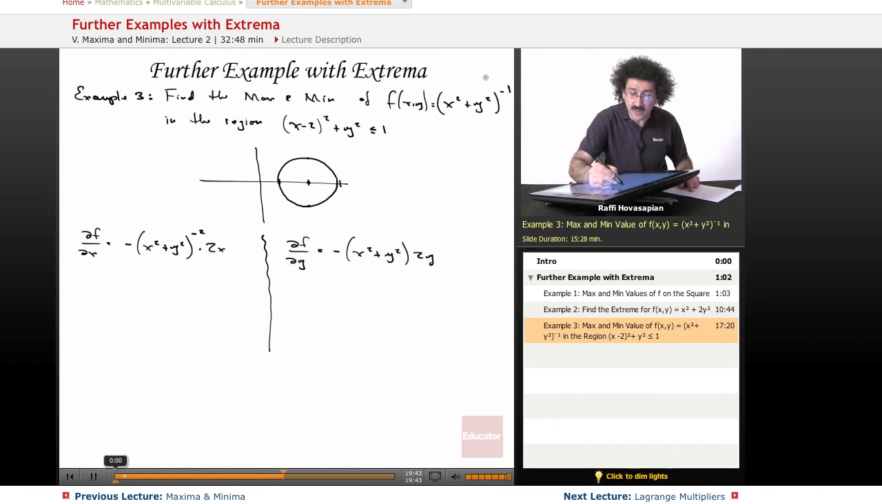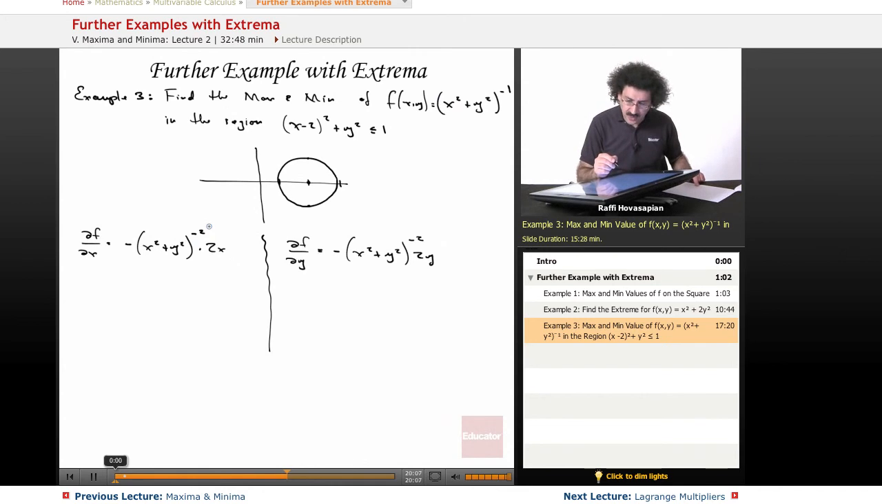So again, we're just taking the derivative of this function. This is a composite function, so we take negative 1 times this, minus 2 power, sorry about that, and then of course we take the derivative of what's inside. Since we're differentiating with respect to y, it's just 2y here. The first one we differentiated with respect to x. Okay, now notice, take a look at this.